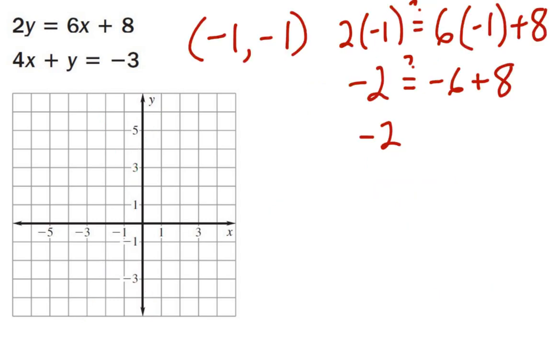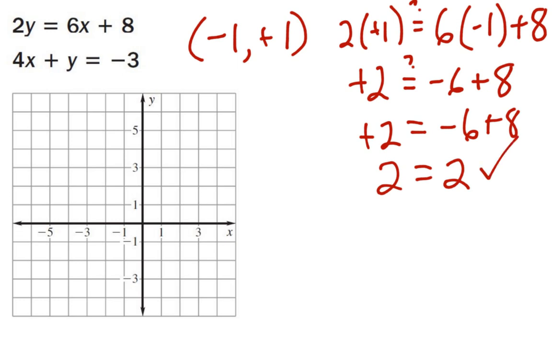So I should have inserted a +1 in place of y, which would have made this +2 there. And -6 plus 8 really is +2. So now my solution checks out since I caught my mistake. And that's how you check your solution after you've graphed it.